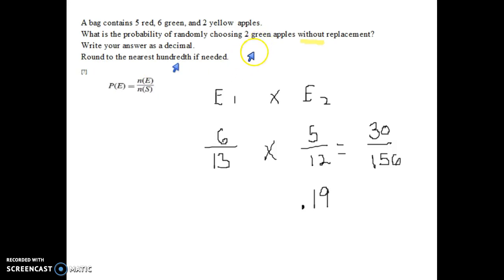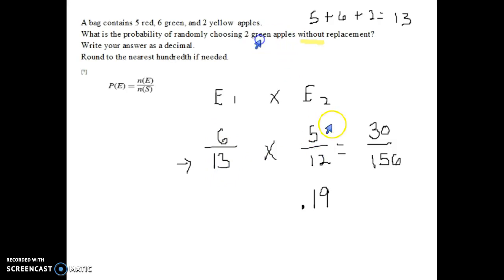Okay, so we've got 2 events. We're going to choose 2 green apples, event 1, event 2. So for event 1, we've got a total of 5 plus 6 plus 2. That's our denominator, so a total of 13. Now, we want a green apple. We have 6 green apples, so 6 out of 13. That's the probability of choosing 1 green apple.